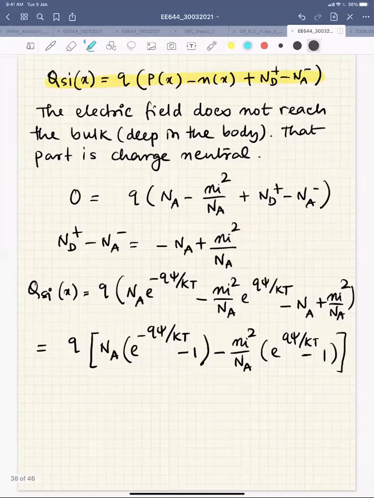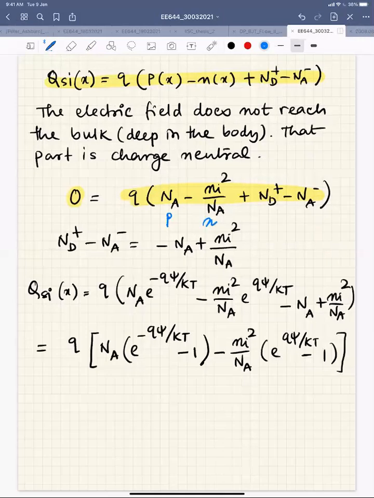So that region is basically charge neutral. That region stays charge neutral. So I could write this in that region as 0, because charge neutral means total charge is 0. And if I have this equation, q times Na, this is the number of holes, Na.